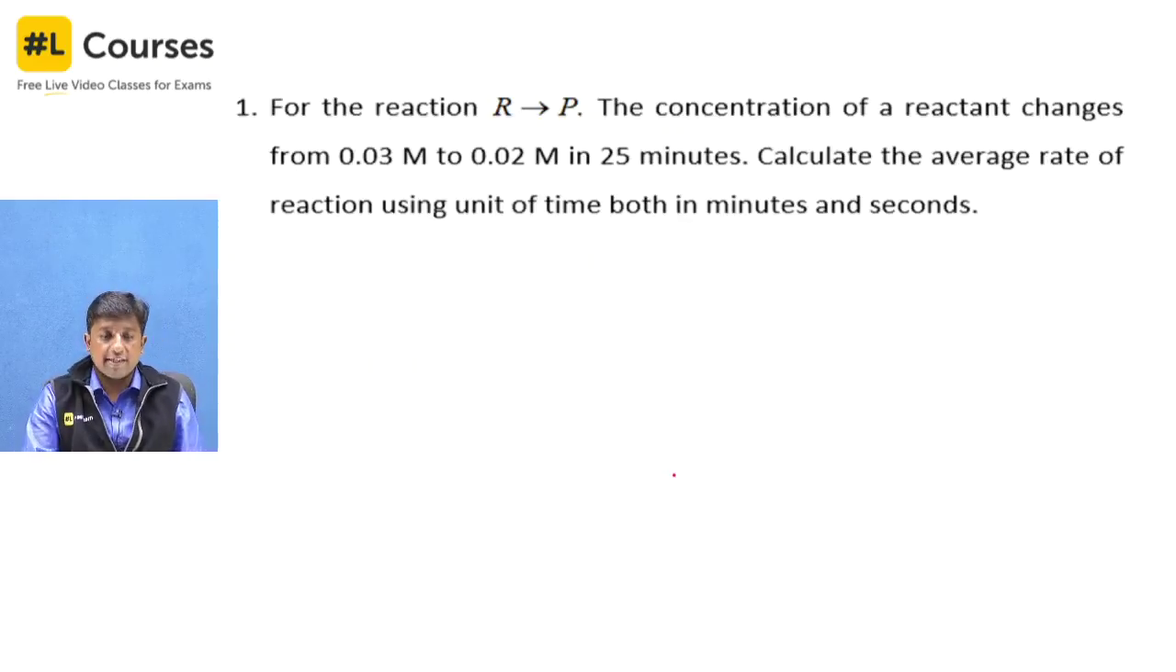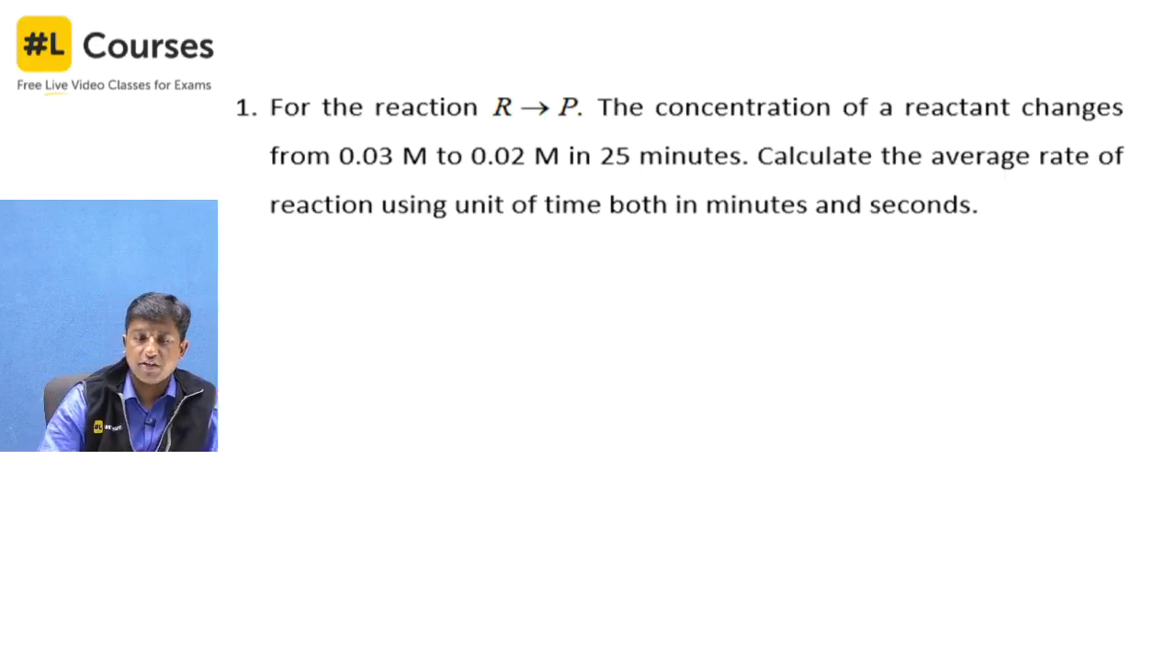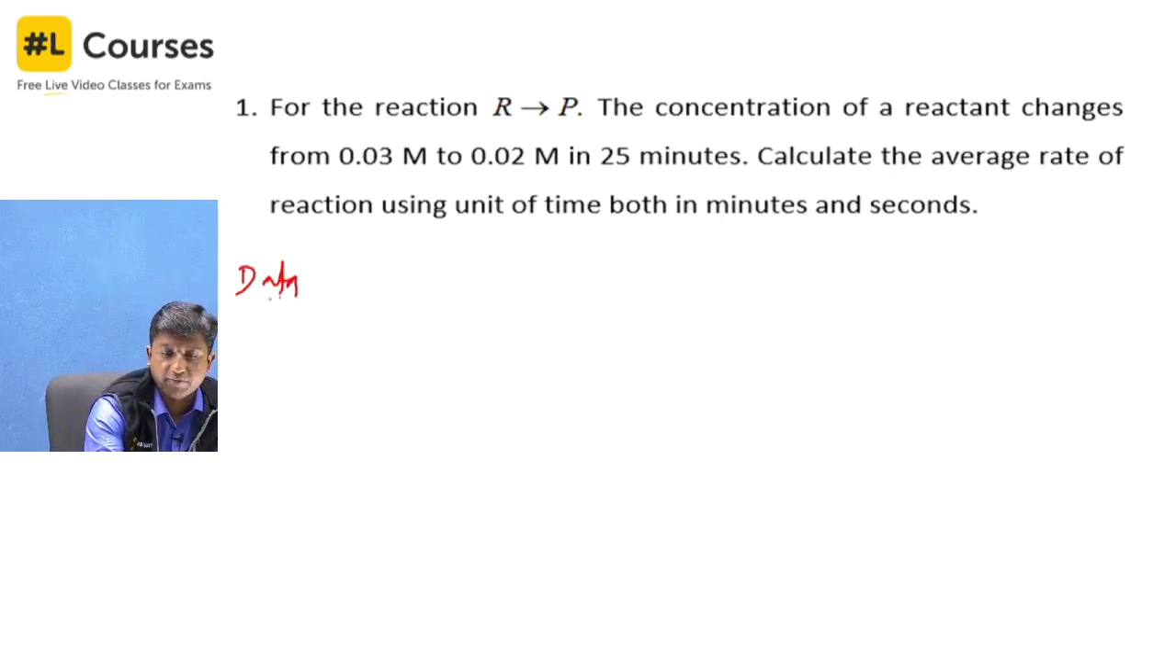The first problem which I have given is: for the reaction, reactant R is converted into product P. The concentration of the reactant changes from 0.03 molar to 0.02 molar in 25 minutes. Calculate the average rate of reaction using unit of time both in minutes and seconds. Students, the data which they have given here, the concentration of the reactant changes from 0.03 molar to 0.02 molar.